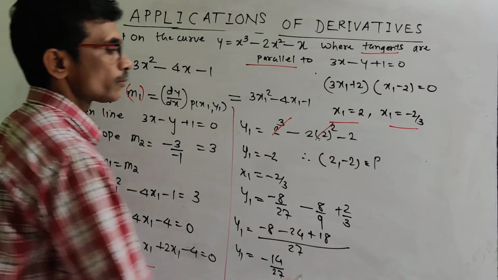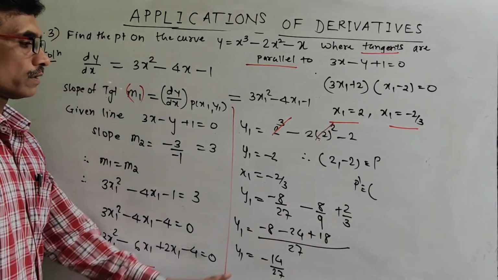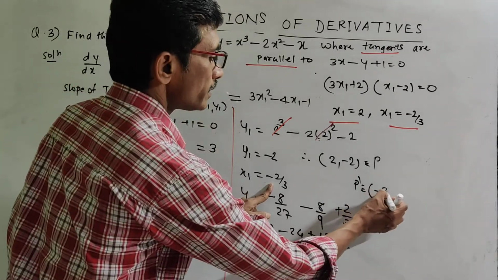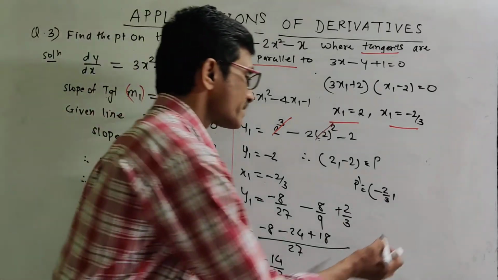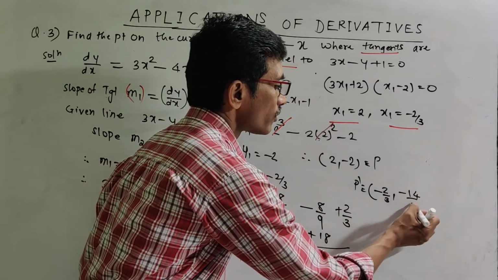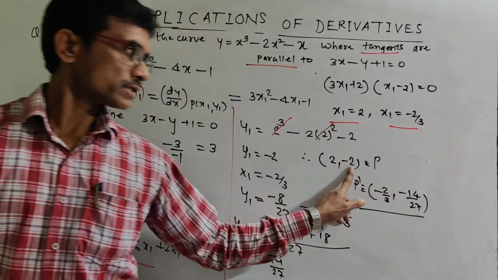So that our point is, another point, say P dash, will be x coordinate is minus 2 by 3 and y coordinate minus 14 by 27, which is the required point. So either we are getting this point or this.